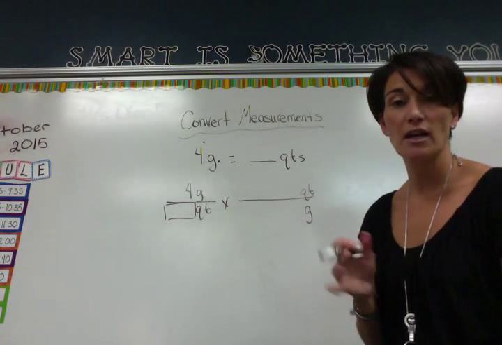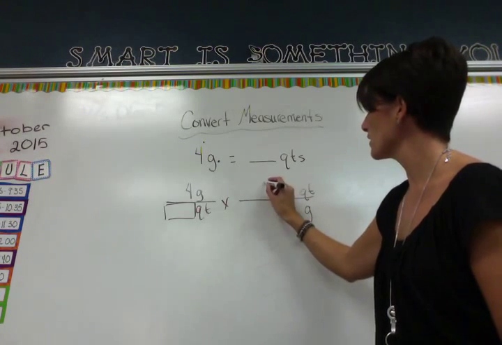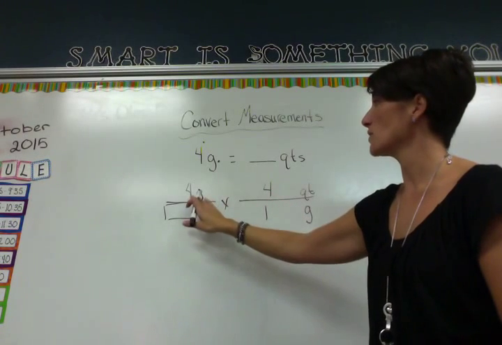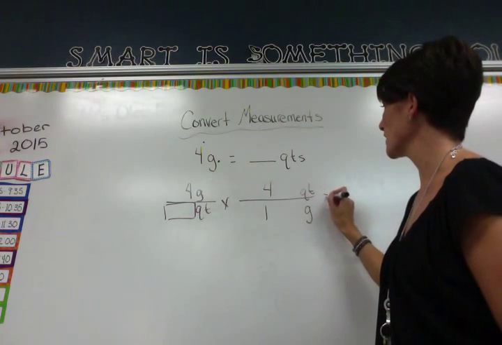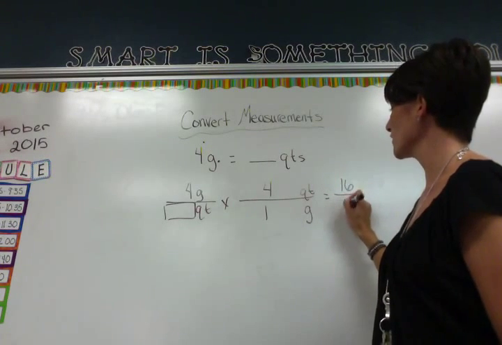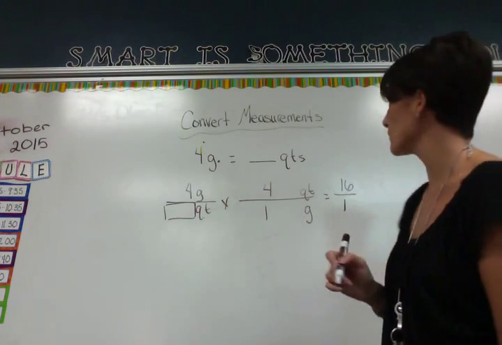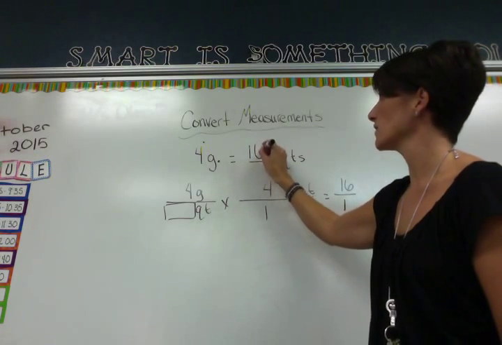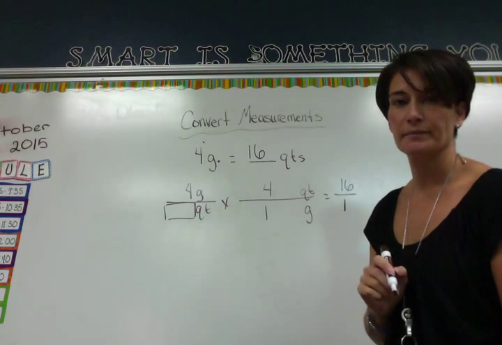And now I have to know my conversion, so using my conversion chart, it's 4 quarts in 1 gallon. I'm going to simply multiply across. 4 times 4 is 16 over 1, which we learned back a couple lessons ago. That 16 over 1 is just the answer of 16.